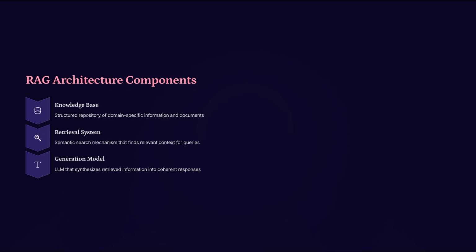Finally, there's the generation model, which is essentially the large language model that takes the retrieved data and synthesizes it into coherent, meaningful responses. Together, these components work harmoniously to enhance the overall effectiveness of RAG systems. In the next slide, we'll discuss an important aspect of RAG systems: security vulnerabilities, particularly the risks associated with retrieval poisoning. Let's dive into that.